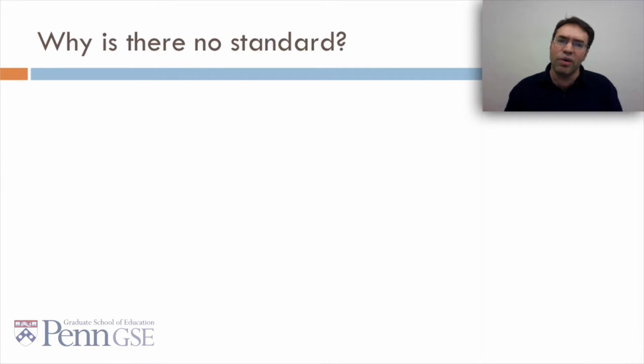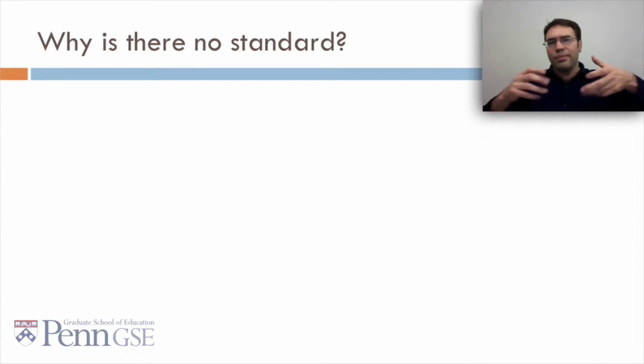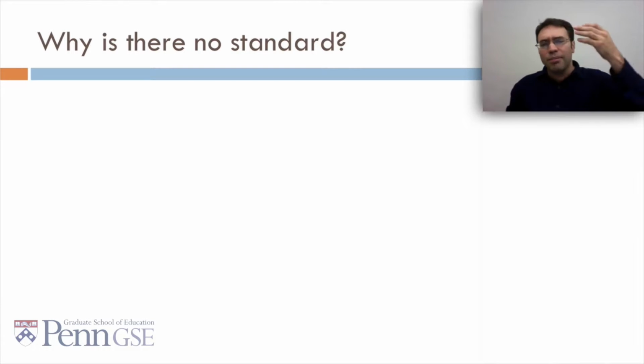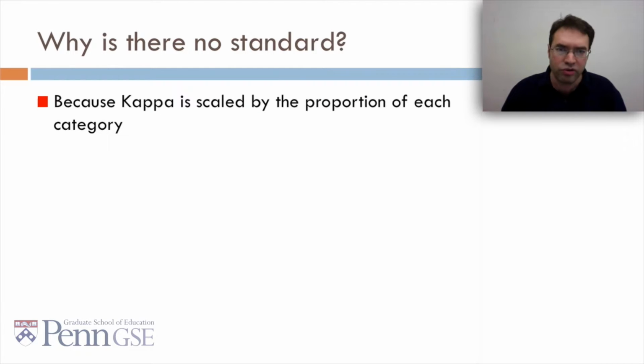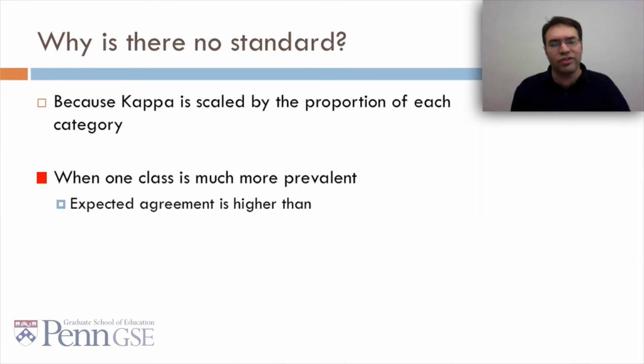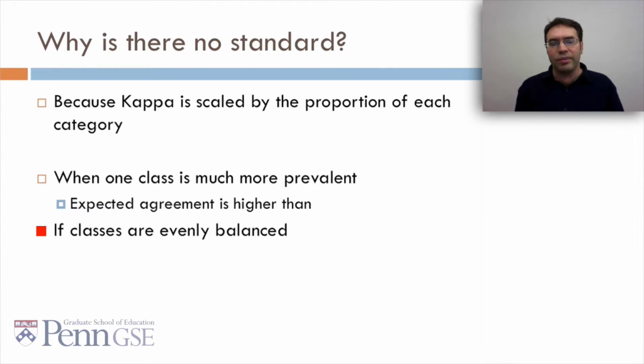Why is there no standard? Why can't people just say, ah yes, 0.4, that's my magic number, or 0.8, that really is what we should use? Well, in fact, people do often say 0.8 is the magic number, you have to be above 0.8. The problem is that kappa is scaled by the proportion of each category, so you really shouldn't be looking for magic numbers, because kappa is influenced by the data set you're in. When one class is much more prevalent, expected agreement is going to be higher than if the classes are evenly balanced, so it's harder to get a good kappa in very imbalanced data.